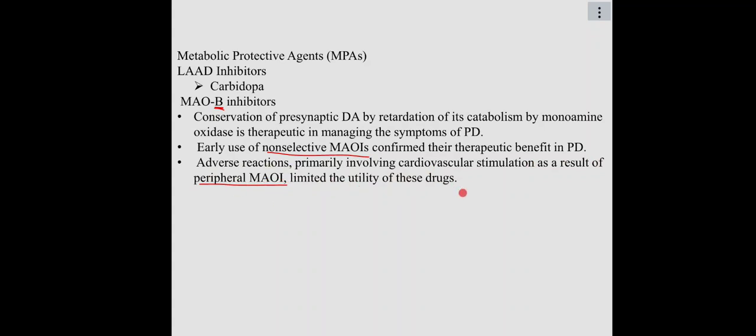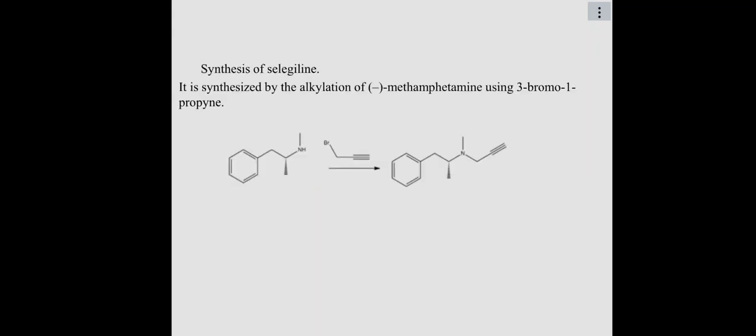So that is very important for us to note that when we use non-selective, you will have a lot of toxicity. And no wonder you go for the highly selective ones, including selegiline. You go for the selective monoamine oxidase B. They do not go for A.